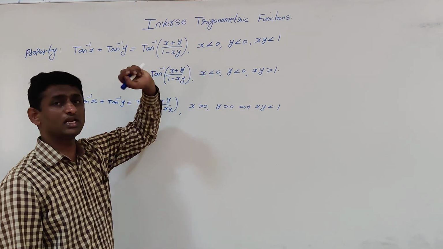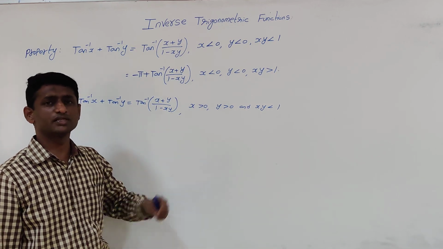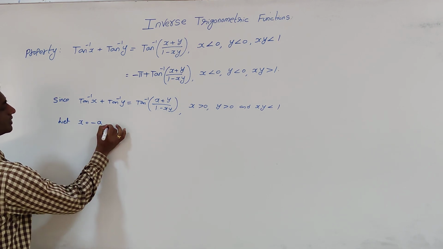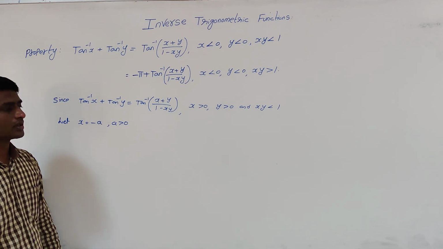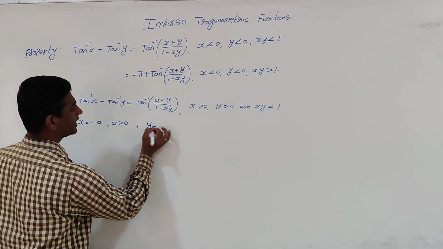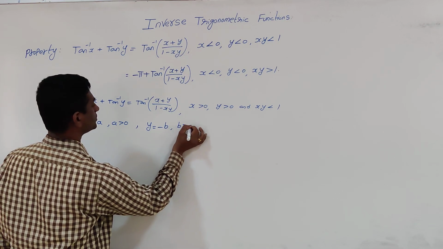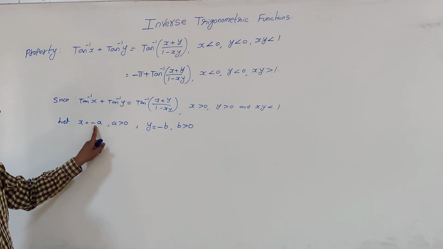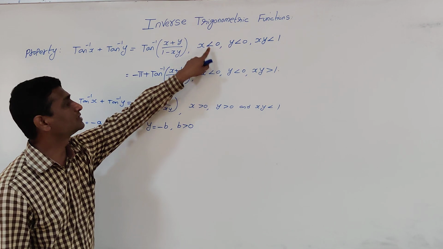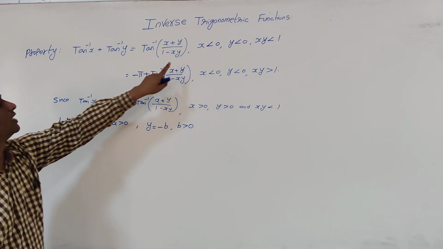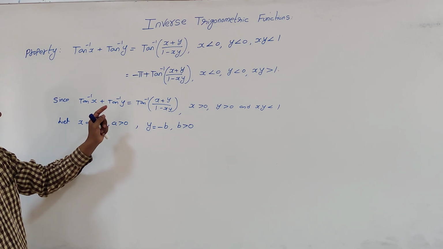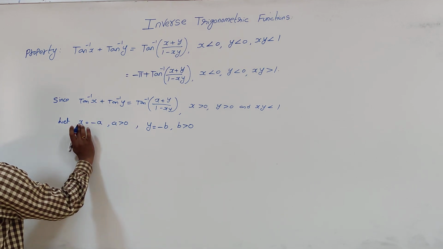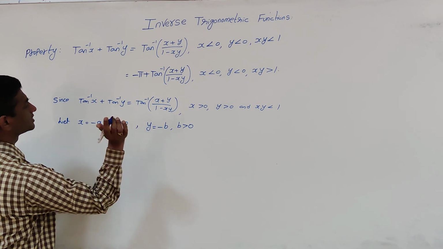x is a negative real number, meaning some minus 1, minus 2, minus 3, minus 4. So assume that x is equal to minus a, where a is greater than 0, and y is another value, that is minus b, where b is positive. x is less than 0, since x is a negative real number, so minus a is less than 0, which means a is greater than 0. Now apply this concept, replace x with minus a and y with minus b.